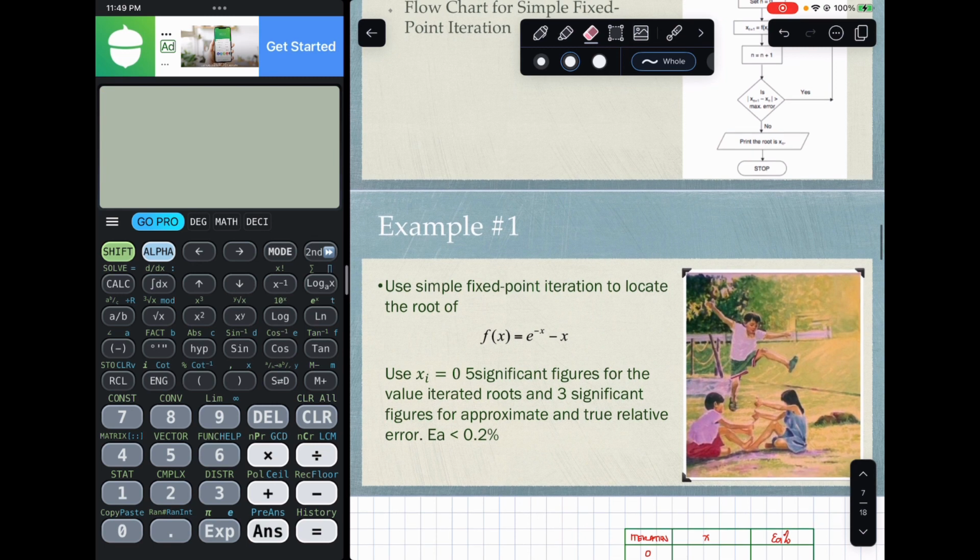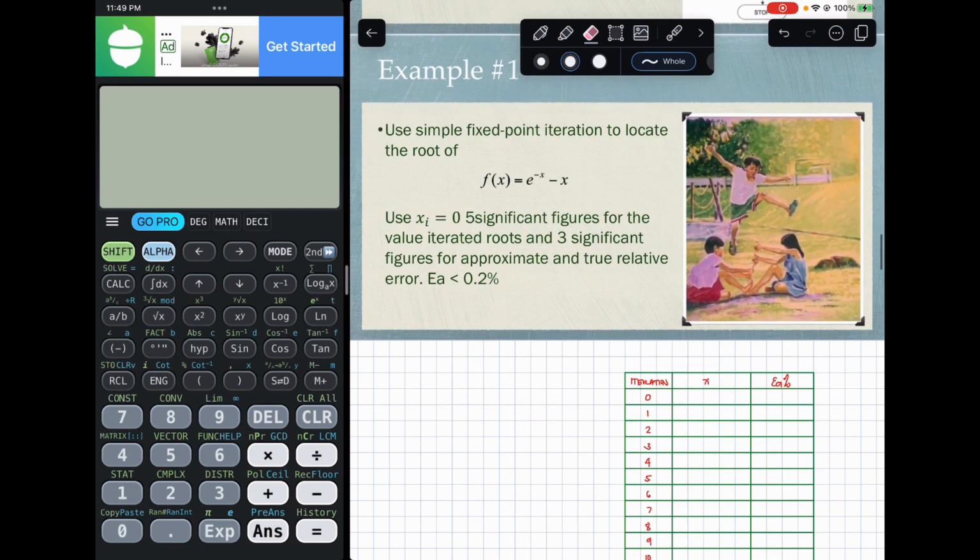The first example is to use simple fixed point iteration to locate the root of f of x equals e raised to negative x minus x. Use the initial value of x equal to 0, with 5 significant figures for the iterated roots and 3 significant figures for the approximate error. In this case, we're not going to solve the true relative error anymore, to save some time. We're just going to focus on the approximate error.